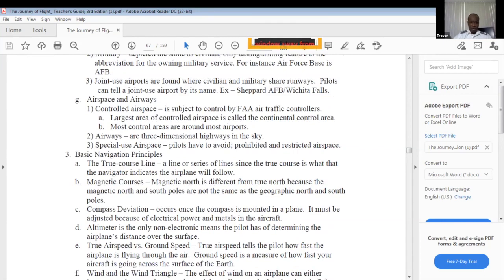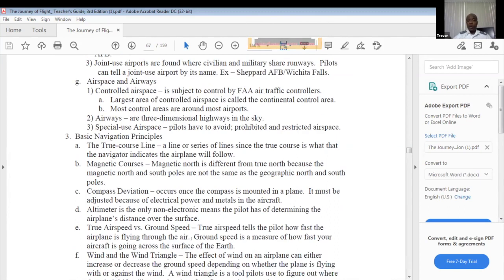Of course, when you talk about basic navigation, you talk about true course, a line or a series of lines that you can navigate by. If you have a chart, you can draw a course which represents the true course. And then you have the magnetic course, which is different from true north because of the magnetic north and south pole. That's just because of the magnetic effect of the Earth. Compass deviation occurs once the compass is mounted in the airplane. It must be adjusted because of disturbances. The compass may be disturbed by electrical energy inside the aircraft, other electrical magnetic fields that are affecting the compass. So you have what is called compass deviation.